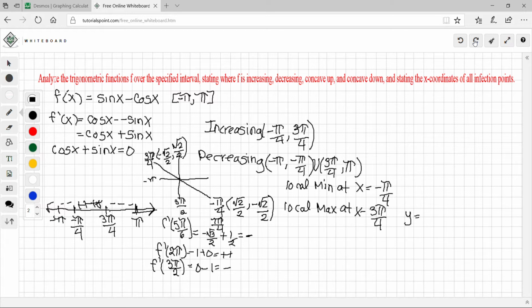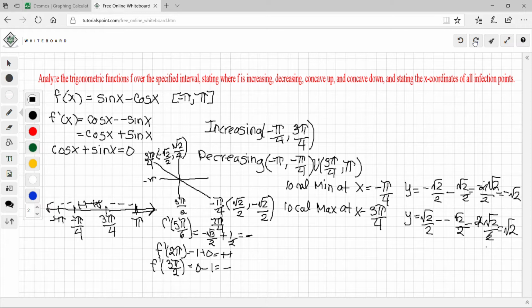And if you wanted to find the y coordinate, you plug in negative pi fourths and 3 pi fourths into the original function f of x, not f prime of x. So if you did the work, you should get positive root 2 for the max, and for the min you should get a y value of negative root 2.